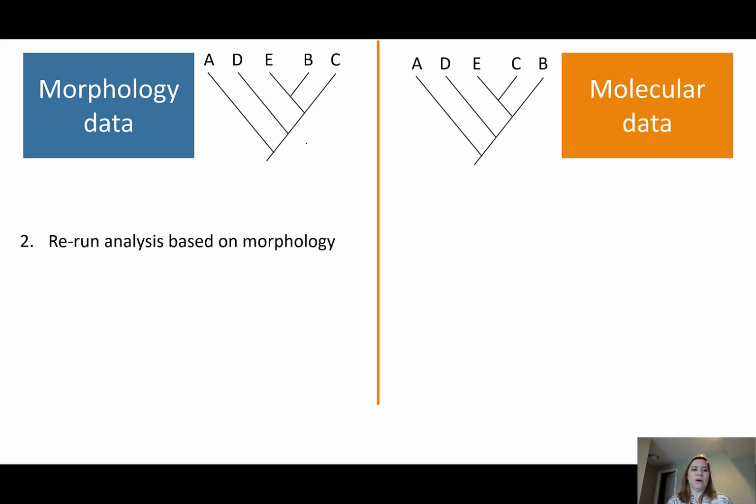you are going to rerun your analysis based on morphology. But before you do that, you take the molecular tree that was created by the program. You put that molecular tree in program memory. So the program that you're working in, which is usually PAUP, a program that was used many, many years ago, is really the only program that can do this test. You put the molecular tree in program memory, and then you rerun the analysis based on the morphological data.